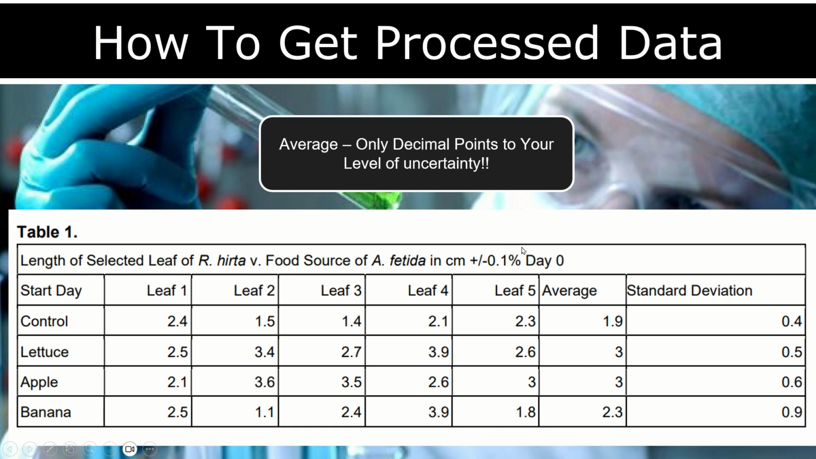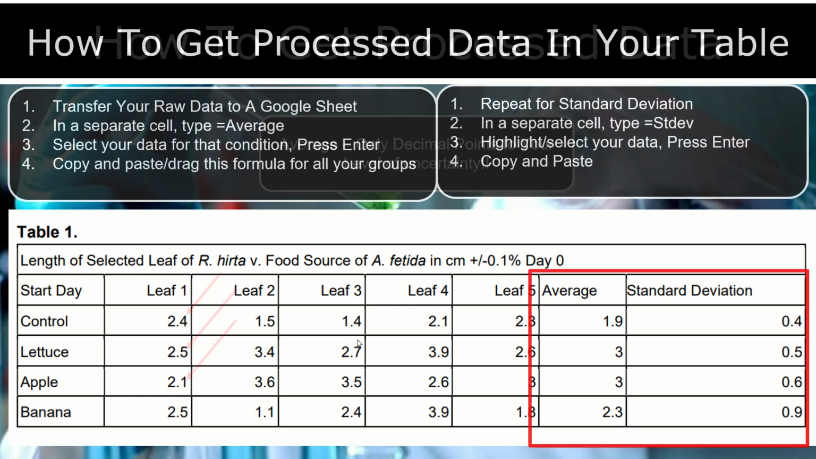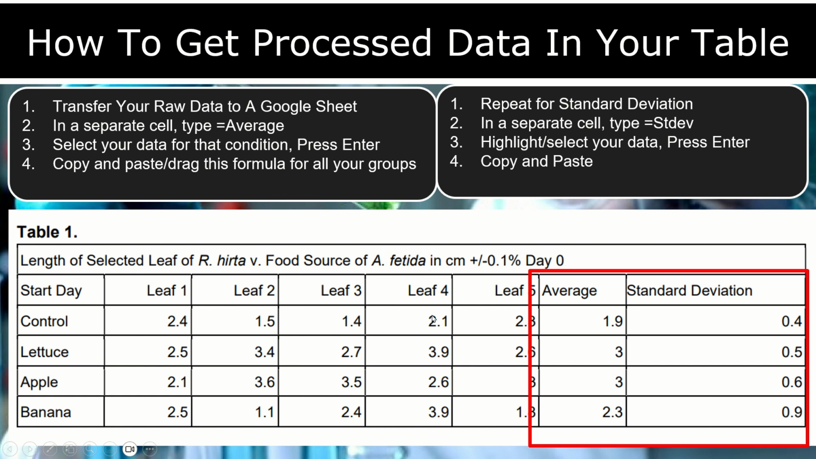A note of caution. You have to have only as many decimal places as what you had in your levels of uncertainty. That's not going to matter so much with your raw data, but when you start calculating your average and your standard deviation, it completely does. So let's look at how we calculate those averages and those standard deviations.